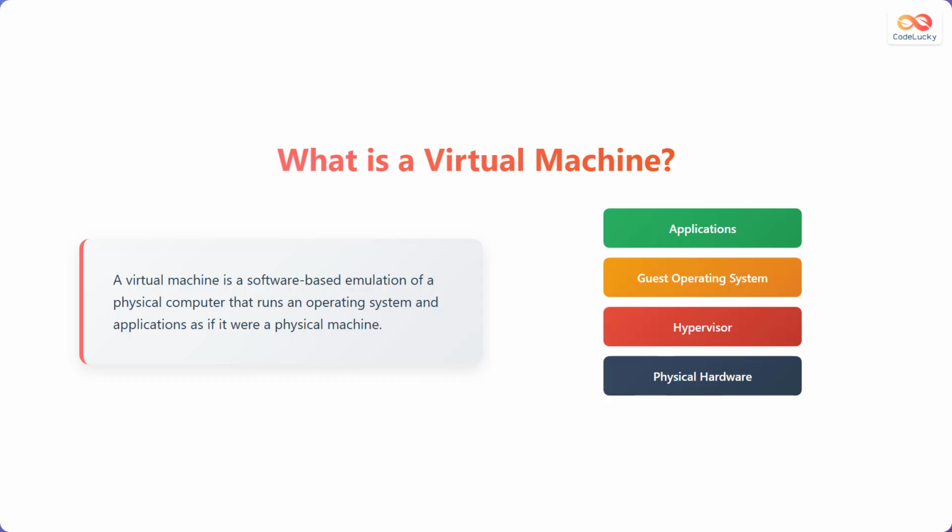Looking at the diagram, at the base layer is the physical hardware. On top of that, we have the hypervisor, which is the software that manages the virtual machines. Each virtual machine has its own guest operating system, and on top of that, the applications run.